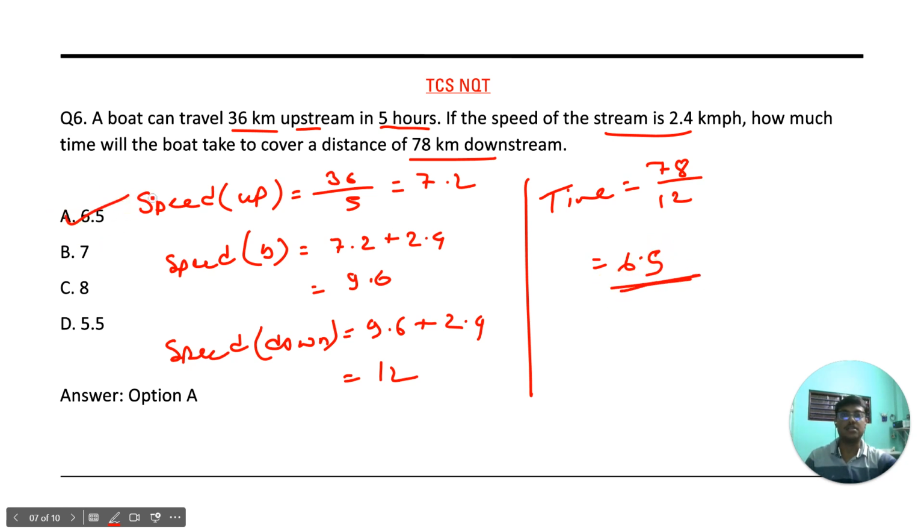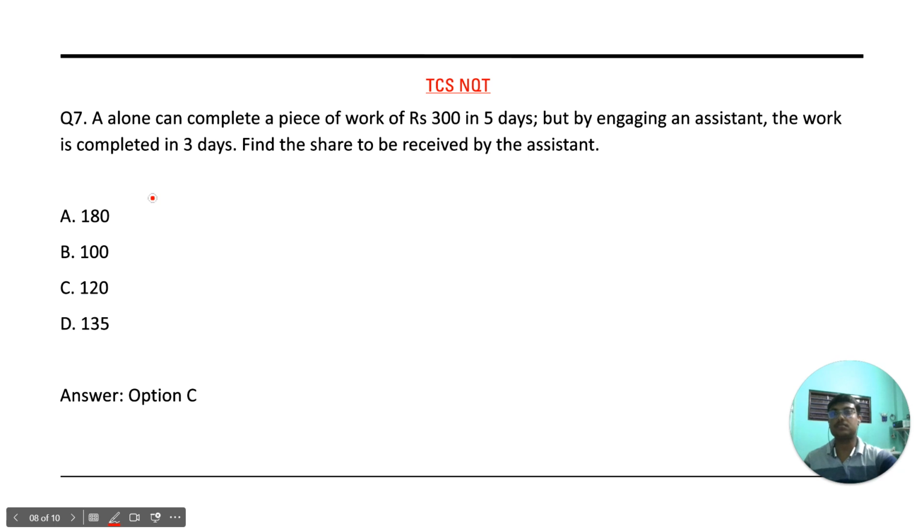Option A is the correct answer. Hope you all got the logic. Let's move on to question 7.